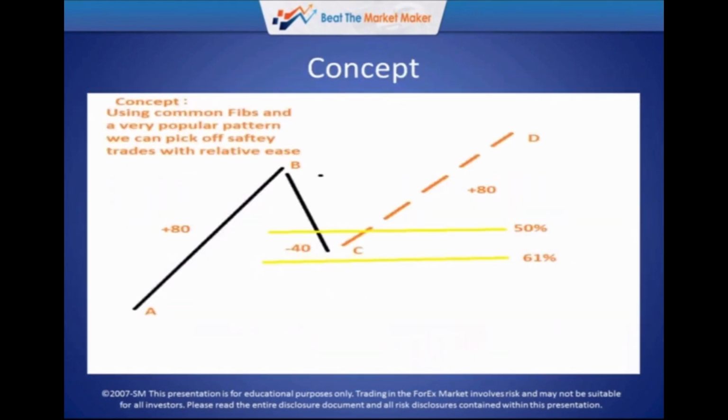Okay? The concept is using common Fibonacci numbers and a very popular pattern. We can pick off safety trade entries with relative ease. Something that, prior to me speaking about it, required a lot of time in front of the screen. Some of you guys have been kind of doing this. I had an idea. Well, I want to make it official and let's apply it. So, again, we're looking at the ranges. If you have an 80 pip ADR, you can expect 80 pip projection on the other side, providing you catch a reasonable price in here.